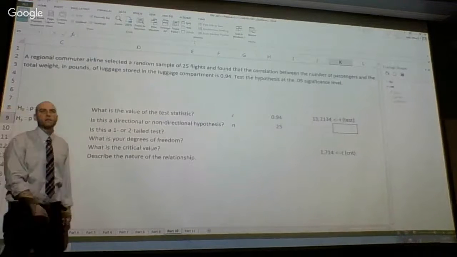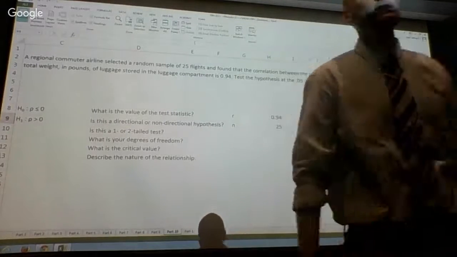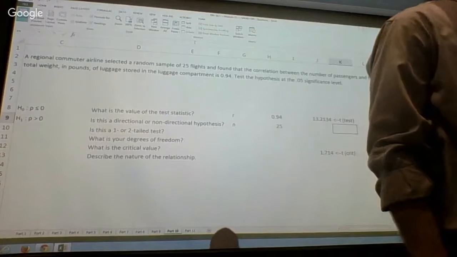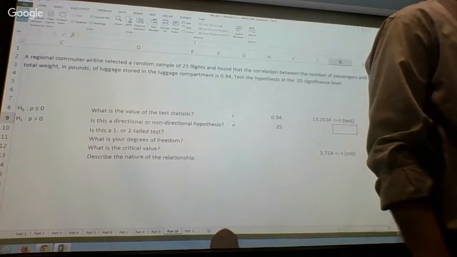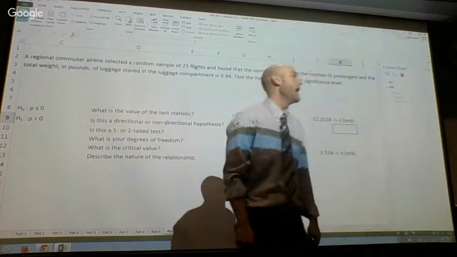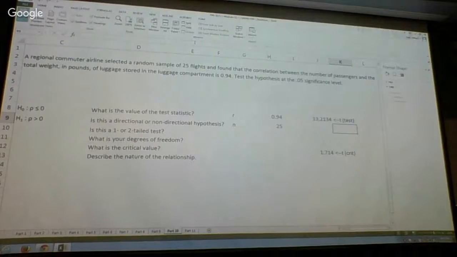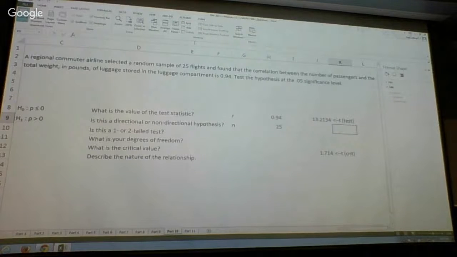Describe the nature of the relationship. Is it real? Yes. Is it perfect? Close. Is it negative? No. Is it positive? Yes. To answer question 95, the nature of the relationship is real and positive. The answer is A. 95 down, 6 to go.